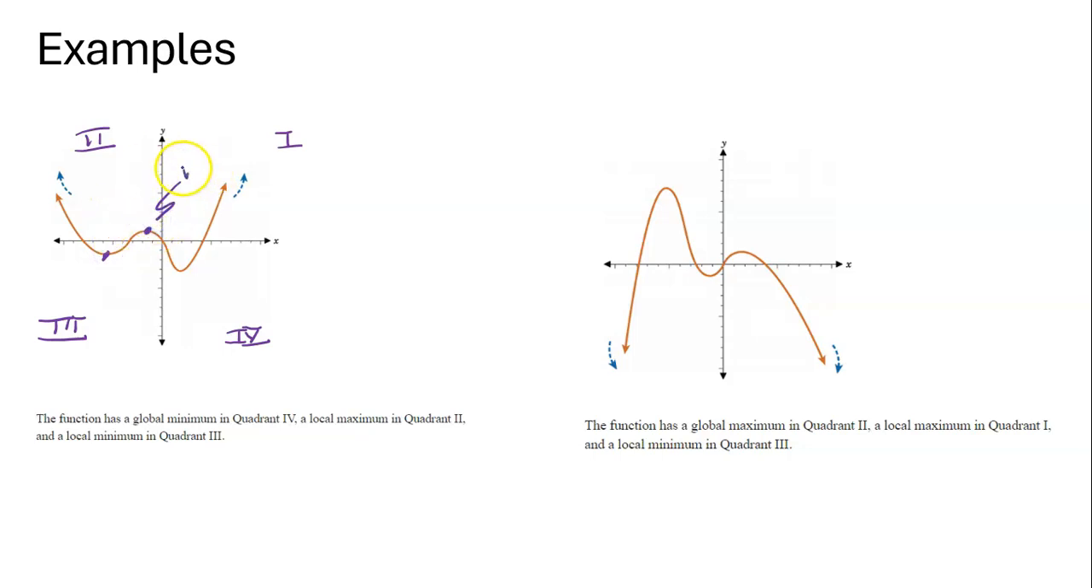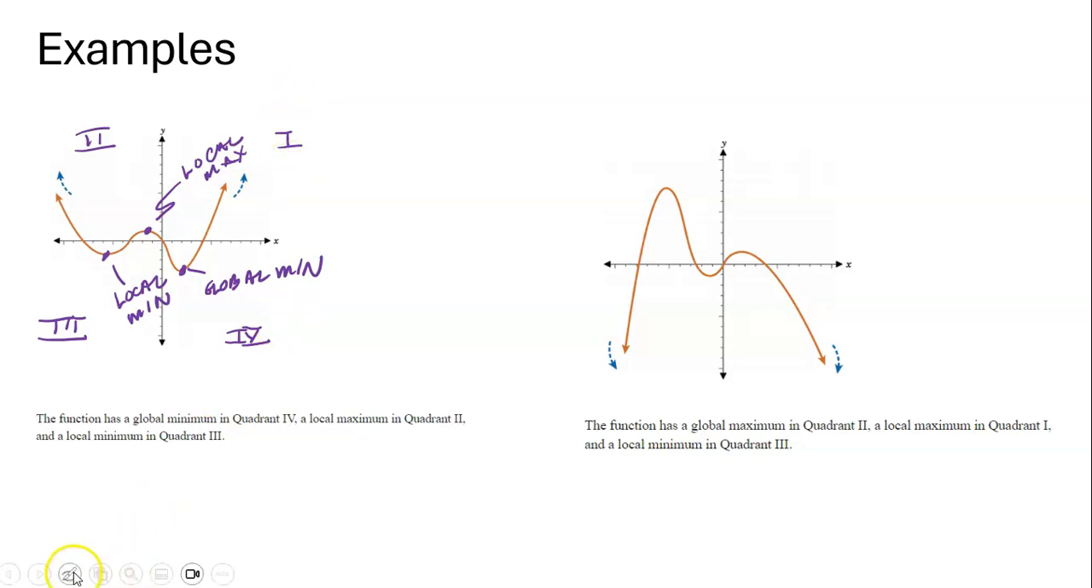Okay. So what we have is, this is going to be a local min. This is a local min. This is a global min, meaning it's never going to go lower than this. Because both sides are going up, there's not a global max because it goes on forever up.